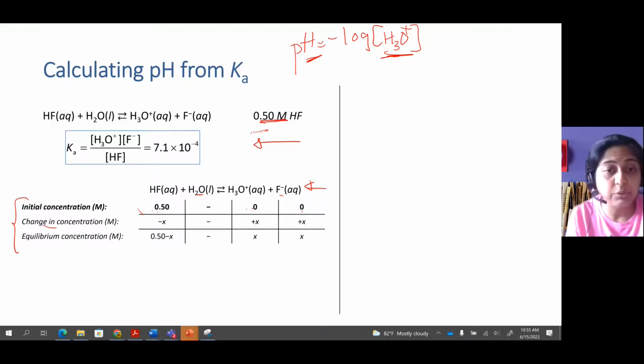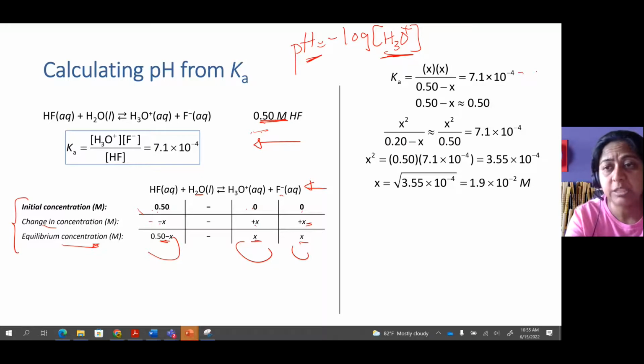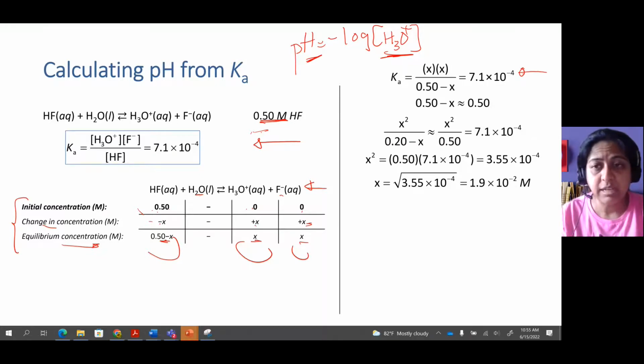Then what is the change? We do not know the change, so we assume it is x. Then the change for the acid would be minus x, for the hydronium ion plus x, and for the fluoride ion plus x. Next, the equilibrium concentrations. For HF, it will be 0.50 minus x, and x and x for the products. Then we plug these values into the equilibrium constant expression.